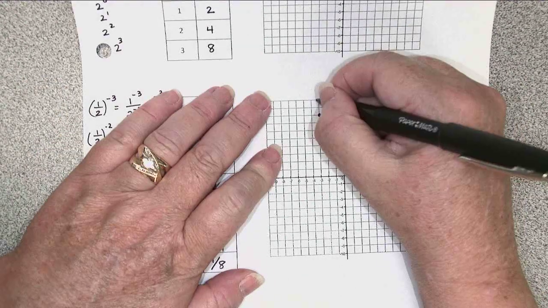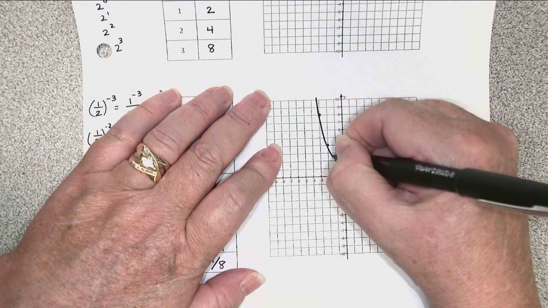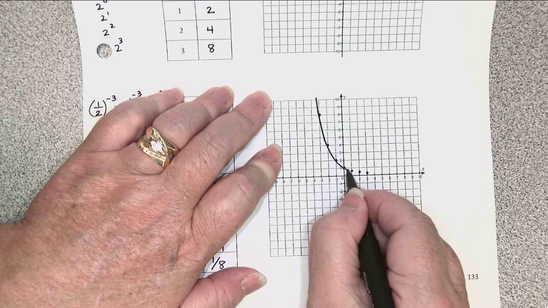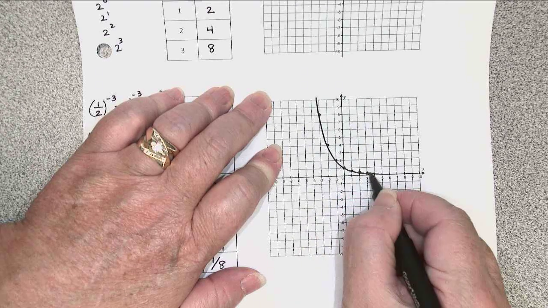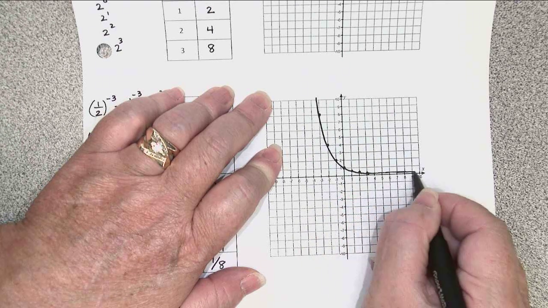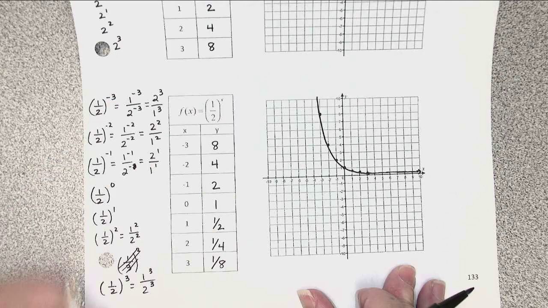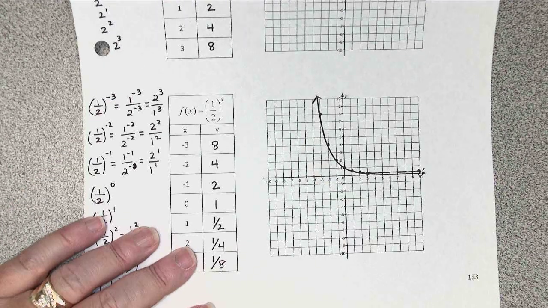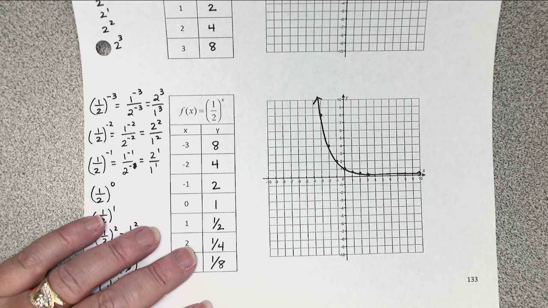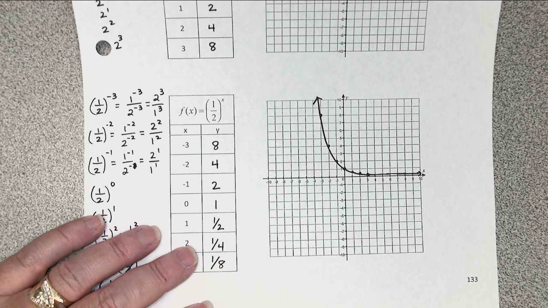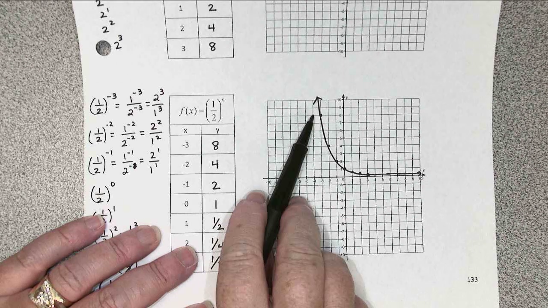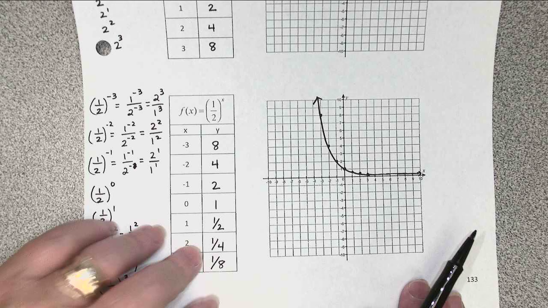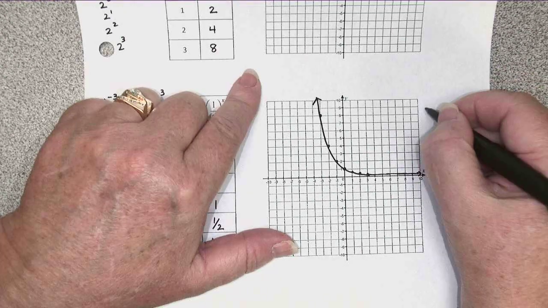So if I connect my points with a sort of smooth curve here, once again, I'm going to clearly show that these are small but staying above the x-axis. I have almost the reverse of the curve I drew above, right? And this is called exponential decay. The values of y get smaller and smaller as we increase the x.